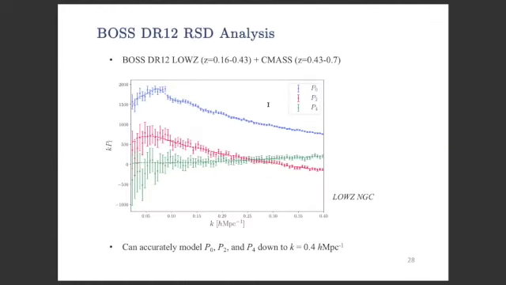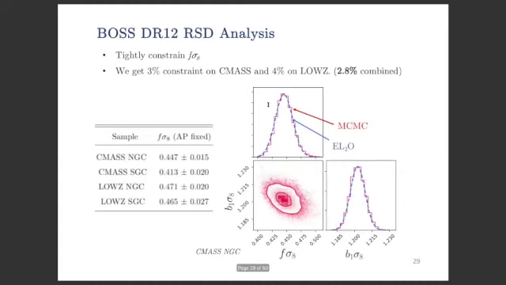And now we use this posterior inference method to obtain the f sigma 8 constraint on the BOSS data. First, we apply the model to the BOSS data, LOWZ and CMASS separately. We can see that the monopole, quadrupole, and hexadecapole are modeled quite accurately up to k of 0.4. And here is our f sigma 8 posterior, and you can see that we tightly constrain f sigma 8. With the AP parameter fixed, we get a 3% constraint on CMASS and 4% on LOWZ, and this corresponds to a total of 2.8% combined.